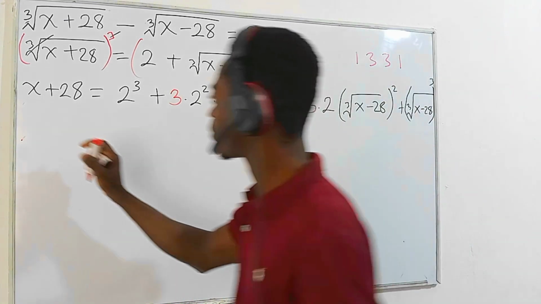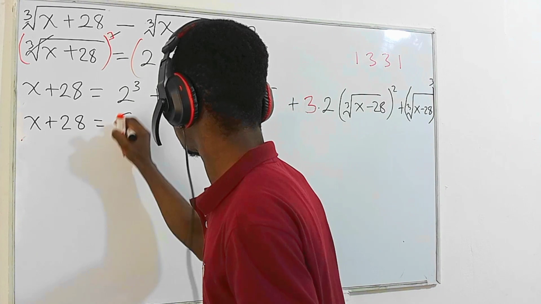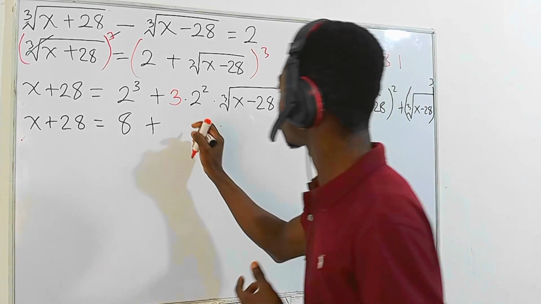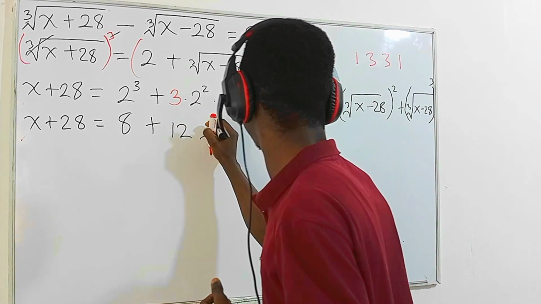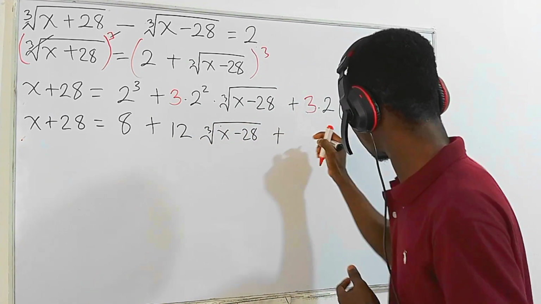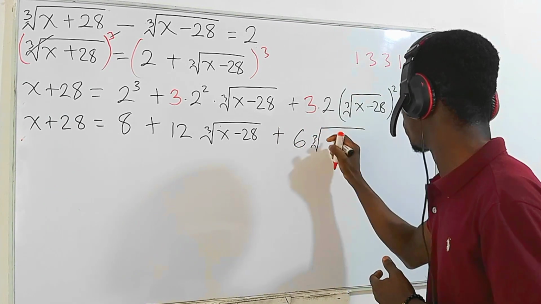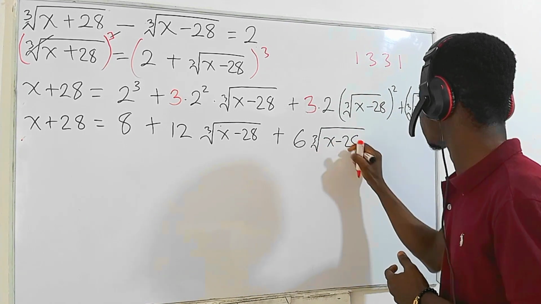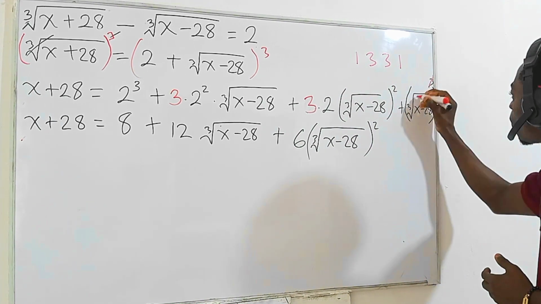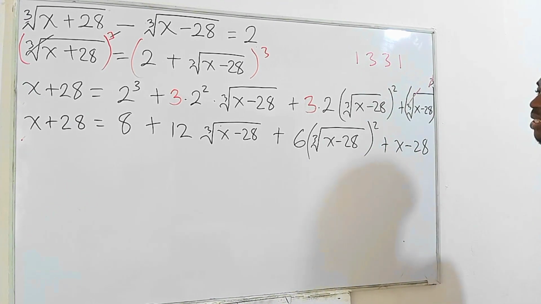Actually, we can simplify this further. We have x plus 28 is equal to 2 to the third power is 8, then plus 2 to the second power is 4 times 3, that is giving us 12, then times cube root of x minus 28, then plus 6, because 3 times 2 is 6, and this 6 is actually multiplying cube root of x minus 28, or to the power 2. And clearly we see that this cube will cancel out this cube root, and we are left with plus x minus 28. Pretty nice, huh?